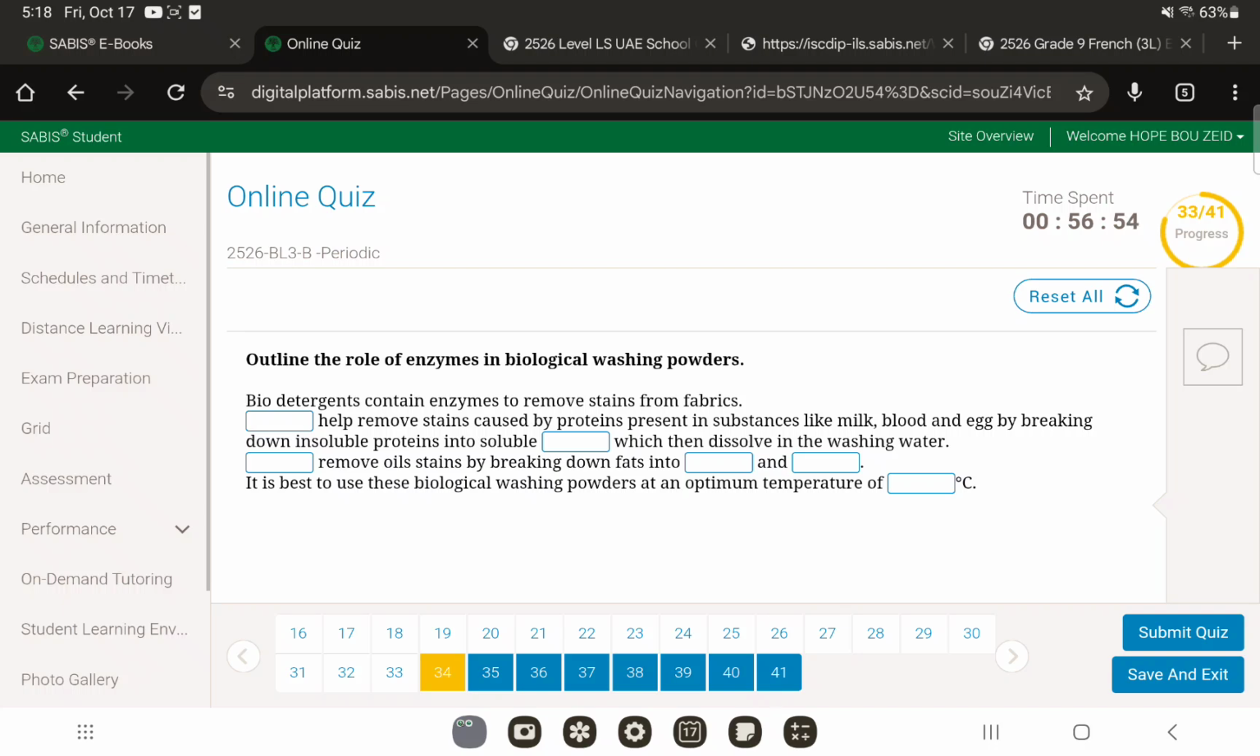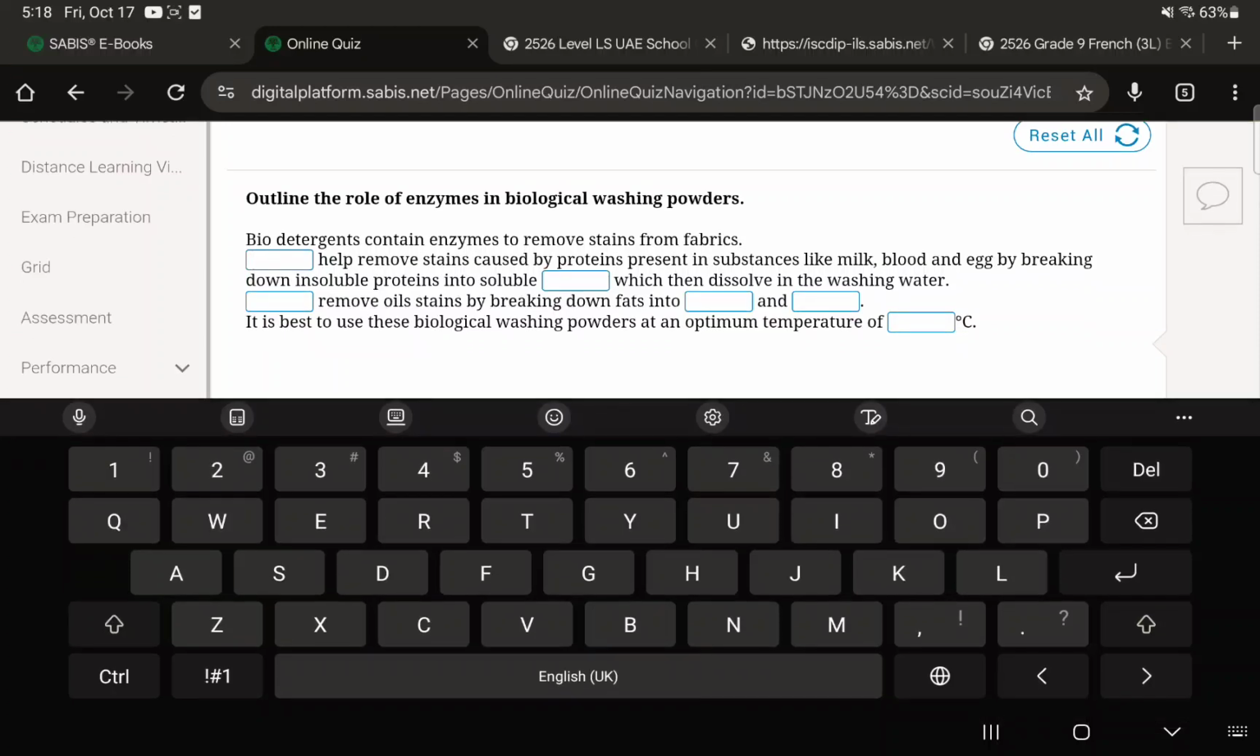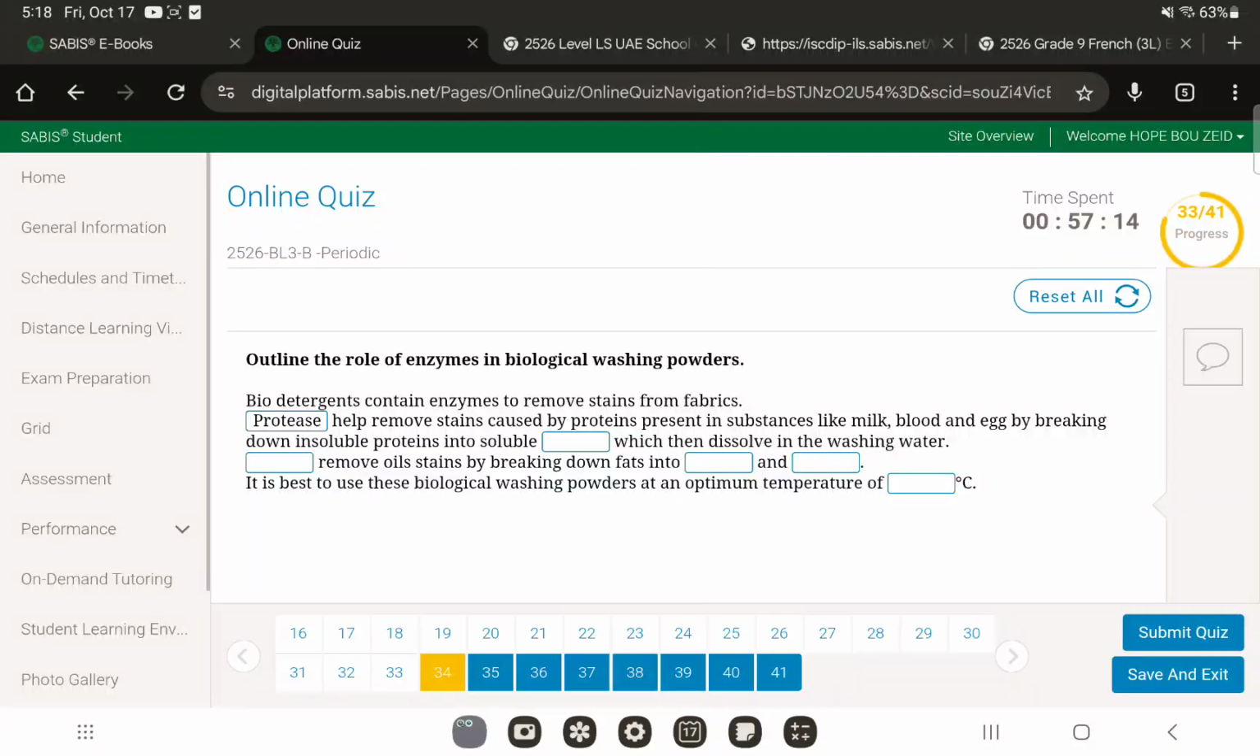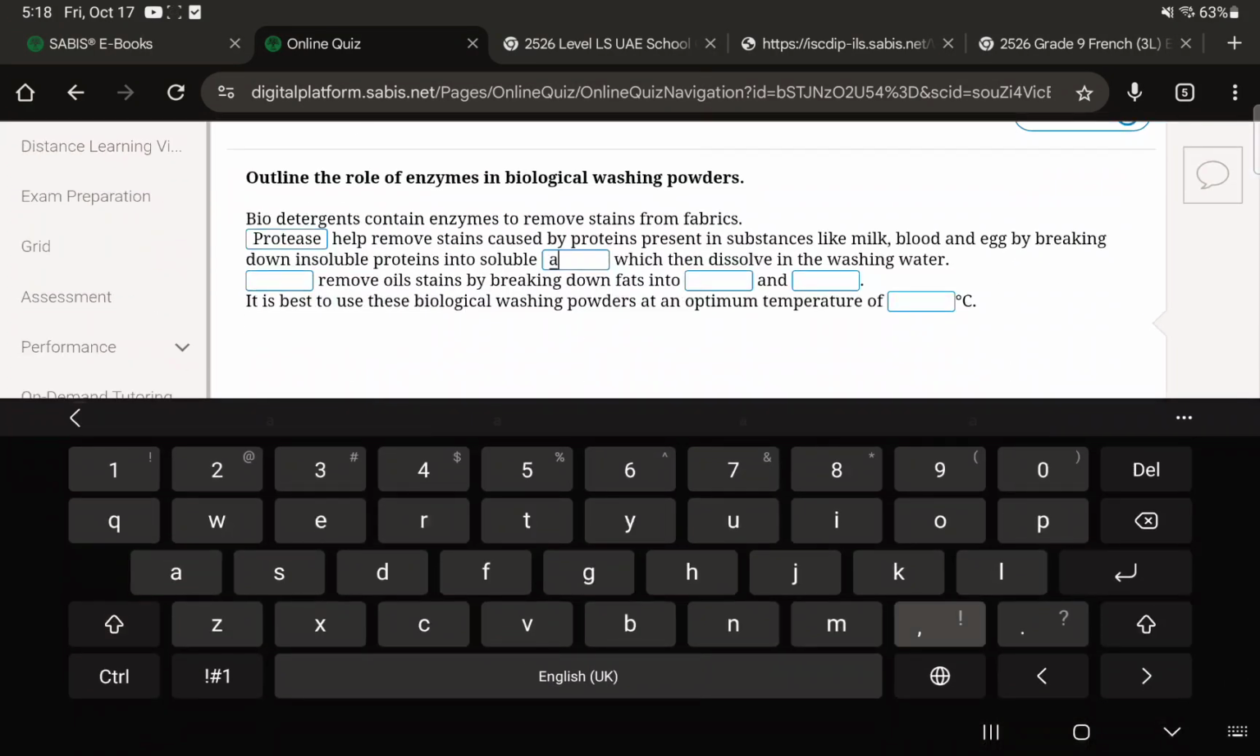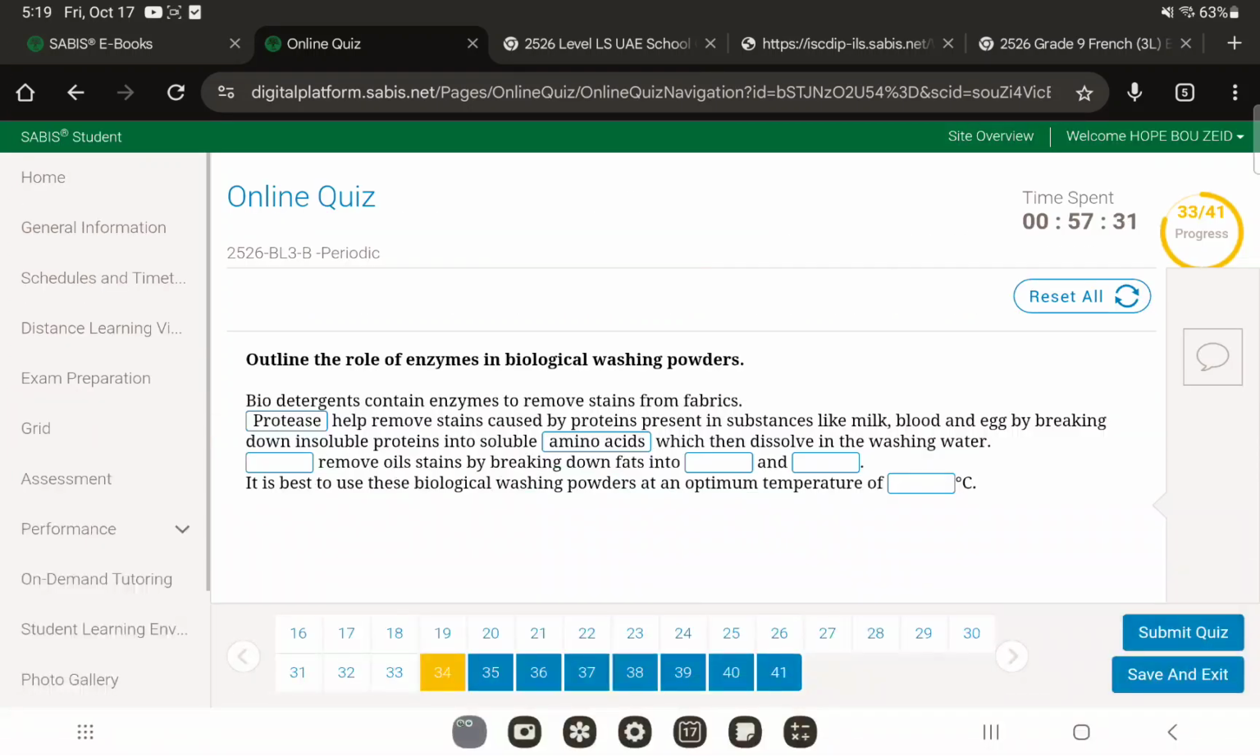And here's another example of biotechnology. Biodetergents contain enzymes to remove stains from fabrics. Blank help remove stains caused by proteins. Protease helps remove stains caused by proteins present in substances like milk, blood, and egg by breaking down insoluble proteins into soluble amino acids, which then dissolve in the washing water.